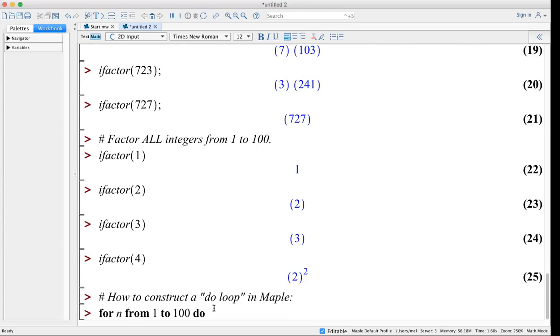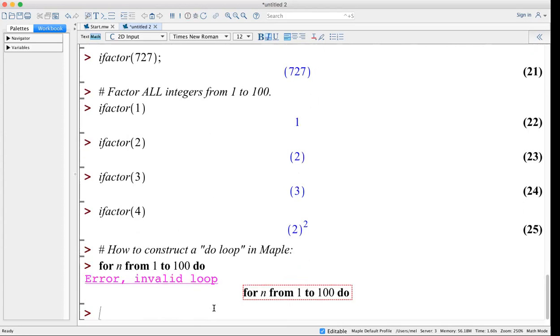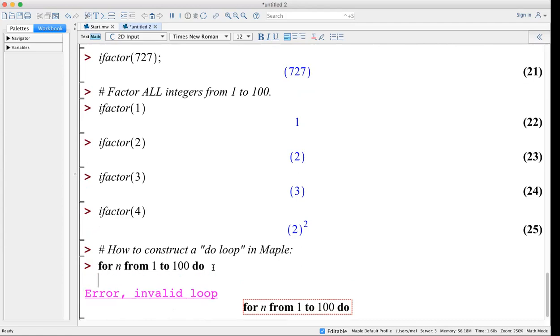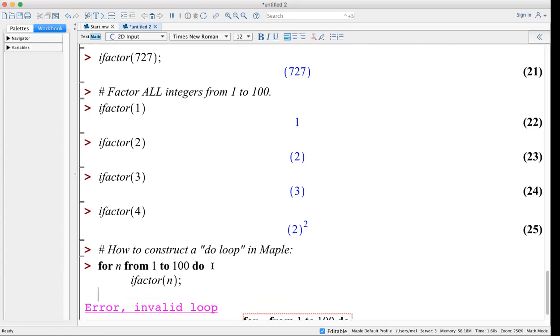Now I want to move my cursor down a line. If I just press enter, it says error, invalid loop, because this isn't complete. The way you move down a line is not to hit enter, but to do shift and then enter. And now I've moved down a line. Let me indent so I know exactly what I want to do. I want to ifactor the number n. And then I shift down a line, and that's all I wanted to do. So this is the end of my loop, and I give the command end do, which is also in boldface.